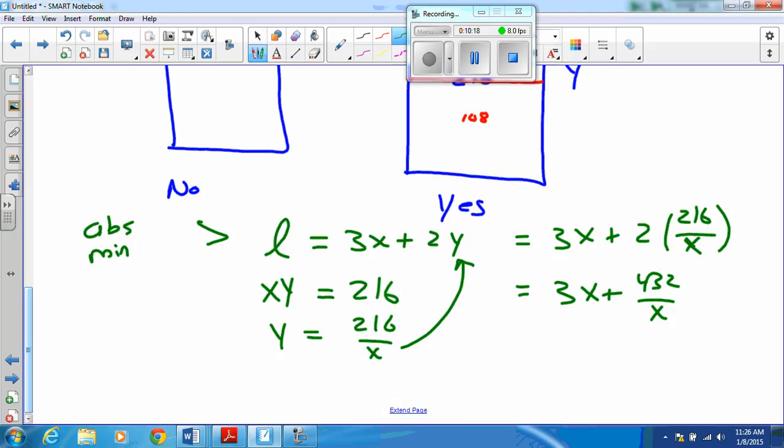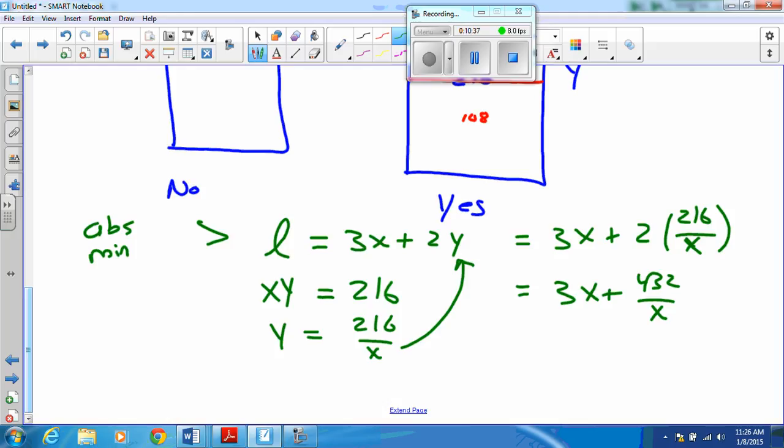It is important that I have just one variable, because if I had two variables, I wouldn't know how to take a derivative of it, right? You're not going to know how to take derivatives of functions of two variables until you take Calc 3, which is way ahead in the future for you. So we needed one variable, and substitution was how we made that happen.